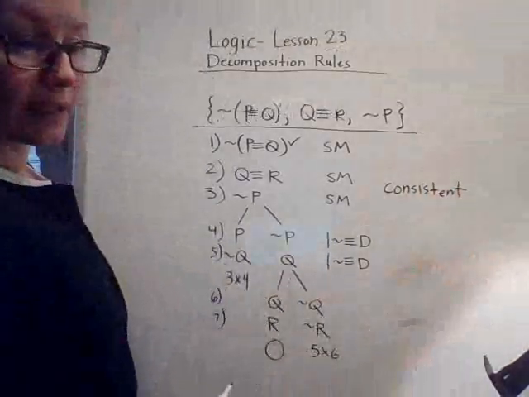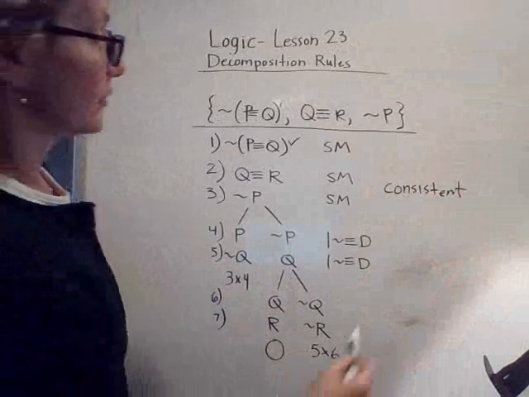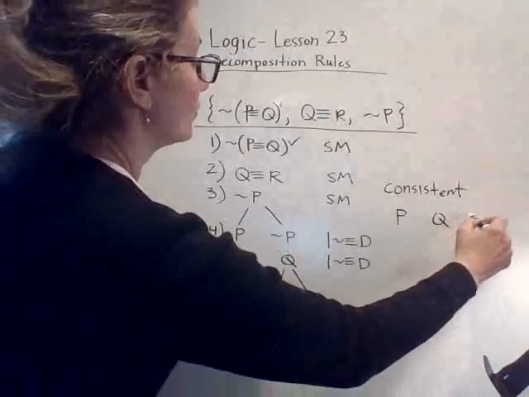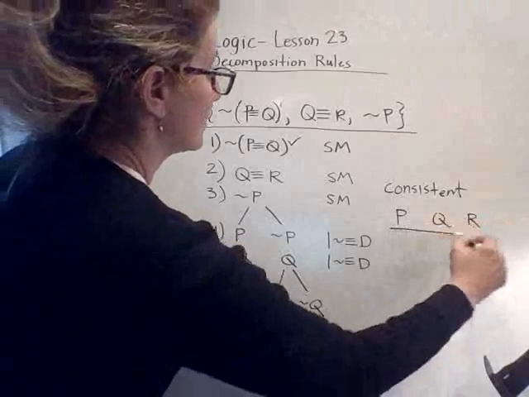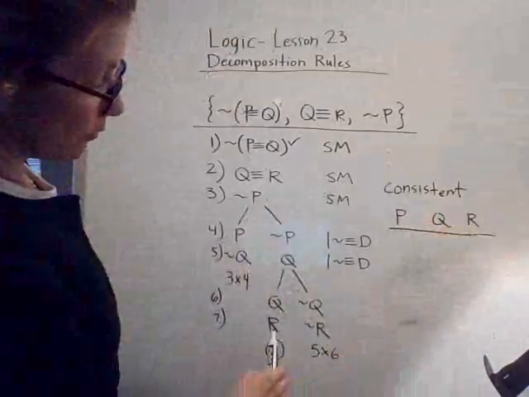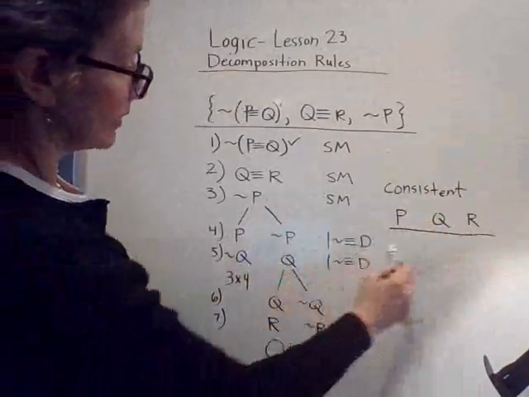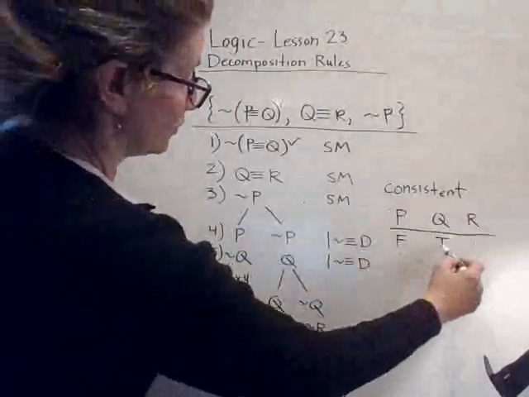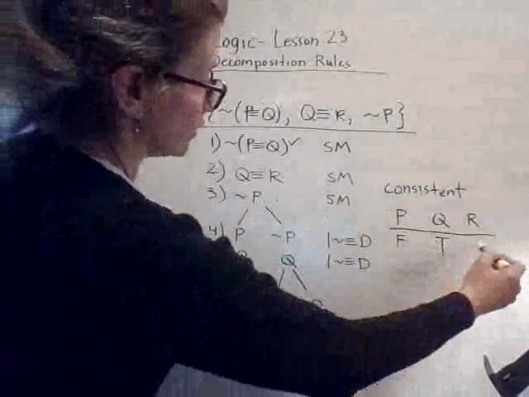and if it's consistent, we can recover the truth values. So we have a P, a Q, and an R, and we're going to look on the open branch. So the P is false, the Q is true, and the R is true.